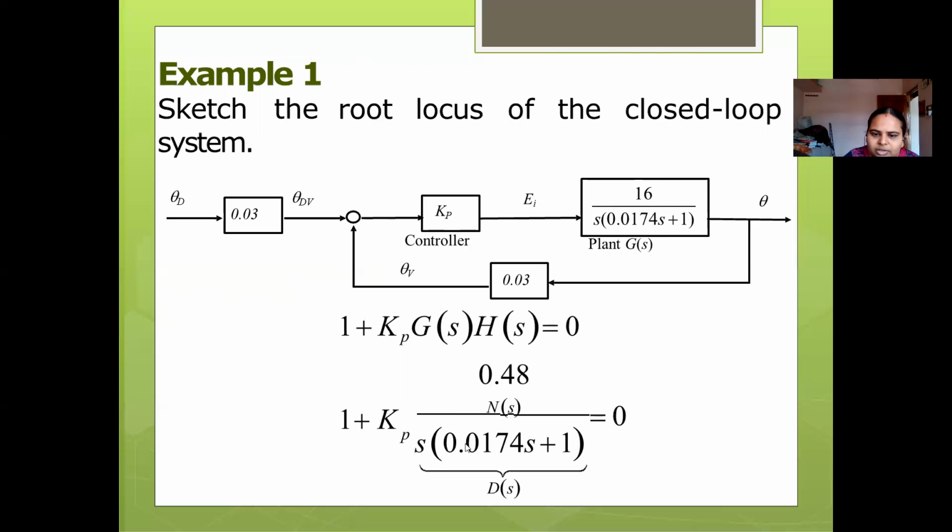That is the numerator part, and over the denominator part, you will get an equation like this: 0.03 multiplied with 0.16, then again the feedback, then s into 0.0174 s plus 1. That should be equal to 0. Here we are considering the open loop system. If we are not taking a closed loop system, keep that in mind.